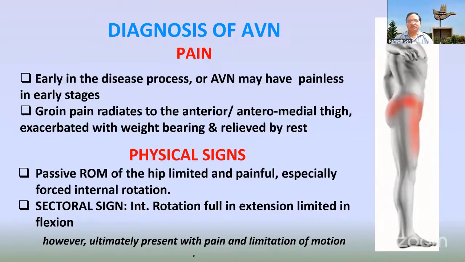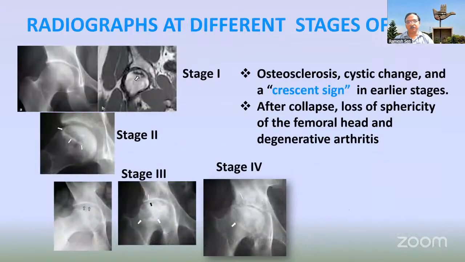A patient might present with pain, or he may remain totally painless for a number of years. But when the pain happens, it happens mostly in the groin area, and it could be anterior, anteromedial to the thigh. Physically, if he's symptomatic, it could be an acute pain with limited movement and painful restriction, inability to walk, a limp present. And on examination, we may find the so-called sectoral sign as a positive thing.